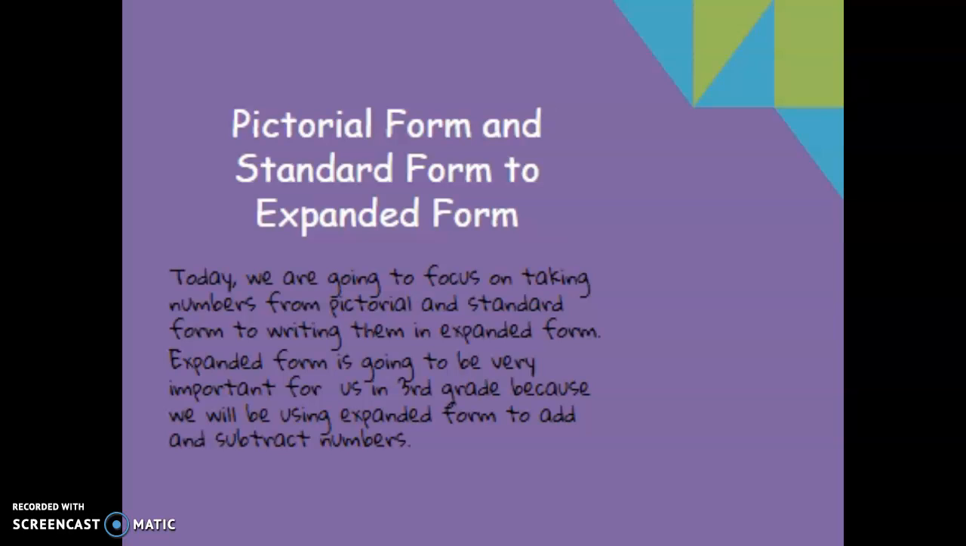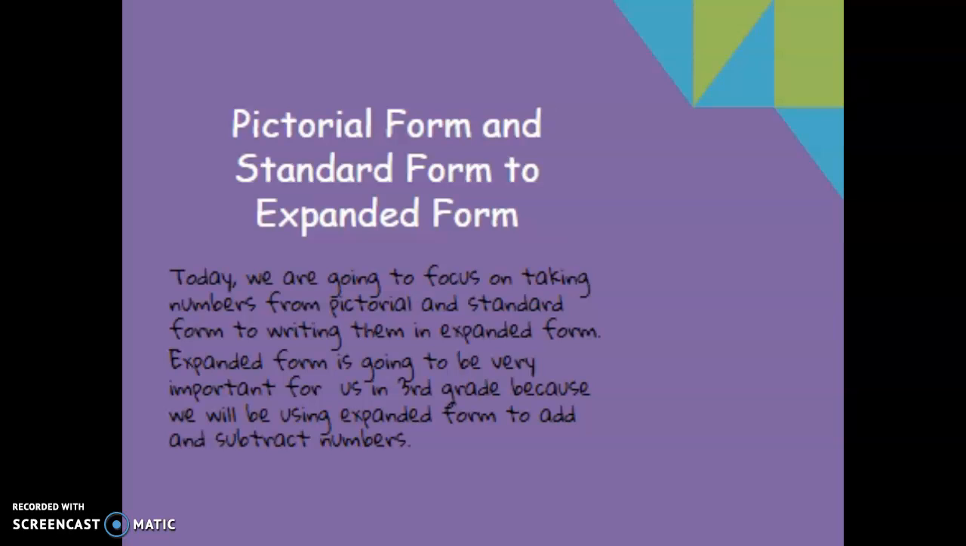And standard form we talked about yesterday, and some of you had actually already done well with expanded form, even though I didn't actually introduce it yesterday. So today we are going to focus on taking numbers from pictorial and standard form and writing them in expanded form. Expanded form is going to be very important for us in third grade because we will use expanded form to add and subtract numbers.